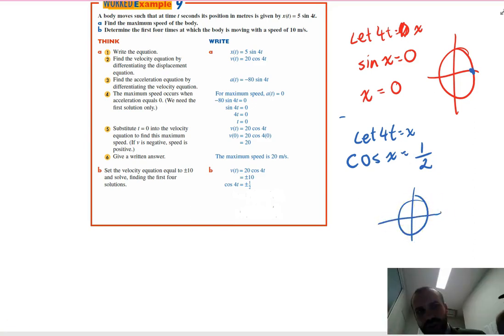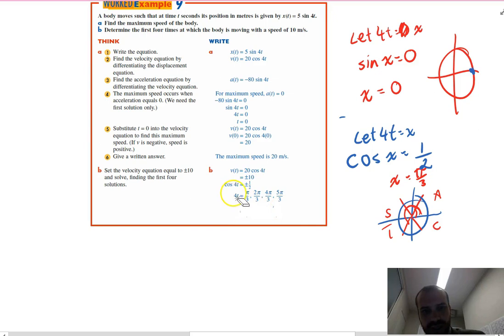Now, because it's positive or negative, it can be in all of the quadrants. So pi on 3, 2 pi on 3, 4 pi on 3, and 5 pi on 3. So that's what 4t equals. Divide all of those answers by 4, and you'll get what t equals: pi on 12 and so on up to 5 pi on 12. All right, a little bit complicated there, but make sure that you are practicing those. Ask me if you've got any questions.